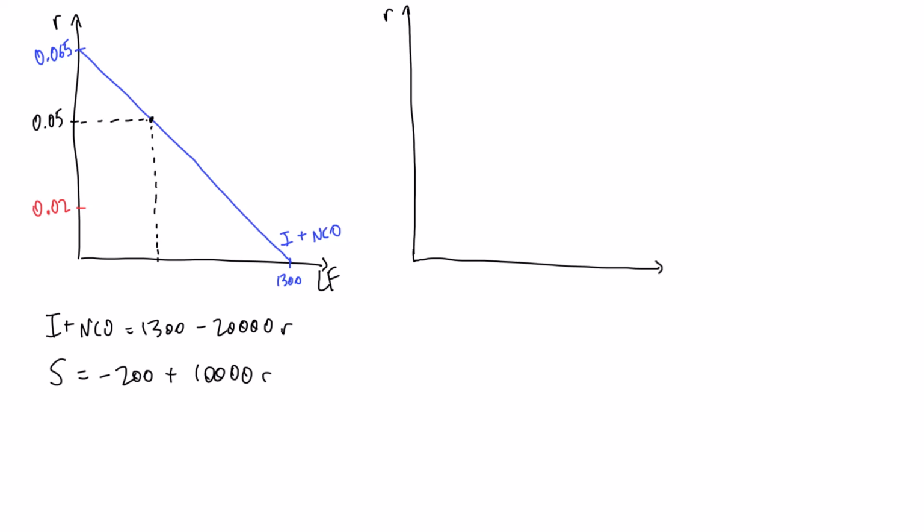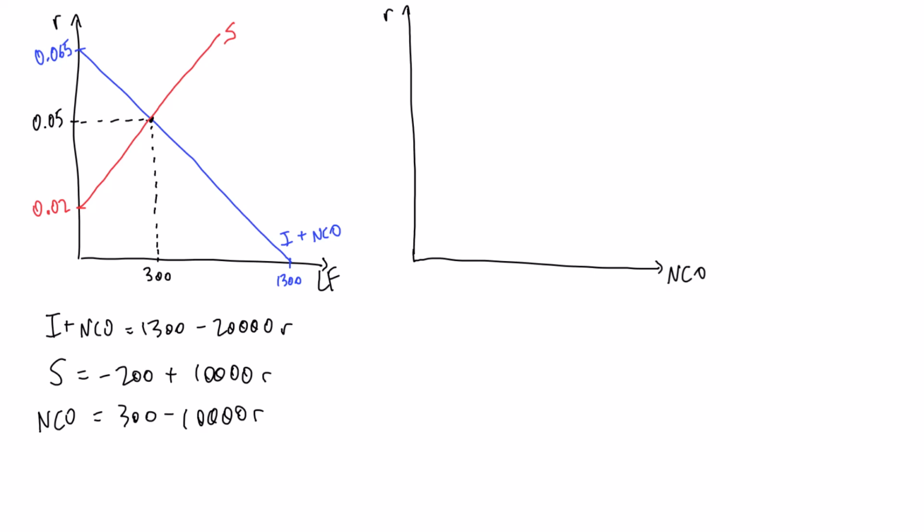With a national saving of 300, we can then draw in our saving curve through this intercept and then through our equilibrium. Now we're going to think about our NCO curve over on the right-hand graph. Recall that NCO is 300 minus 10,000 R.